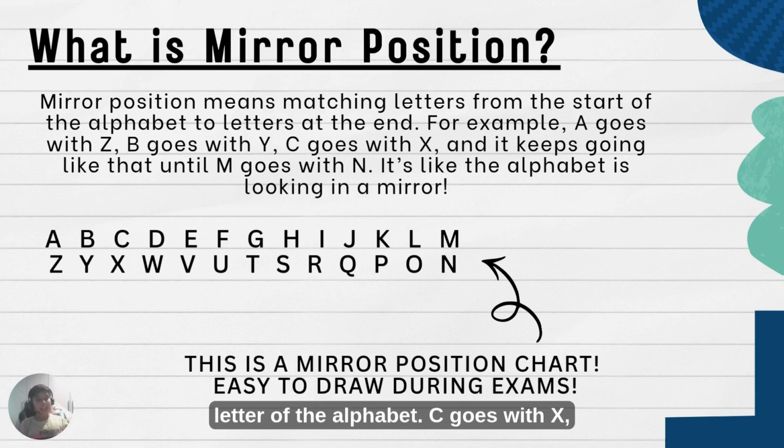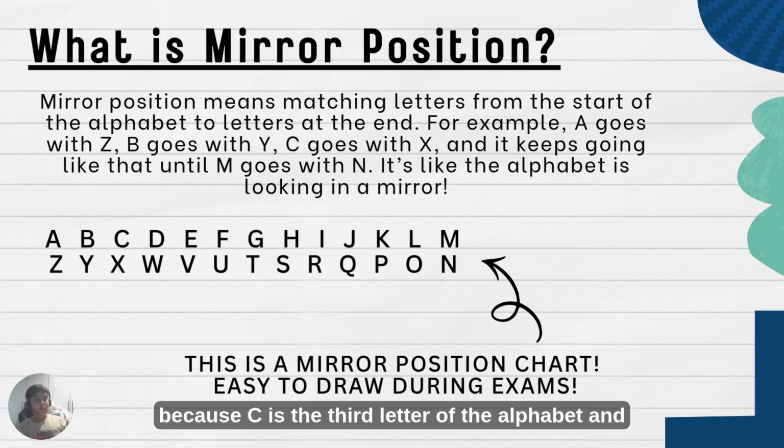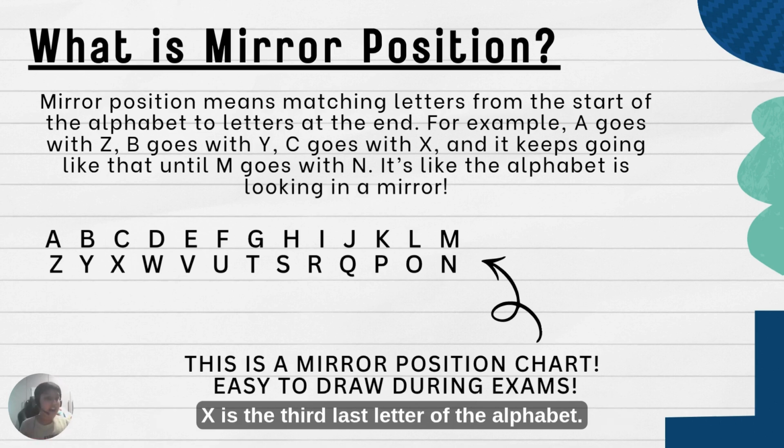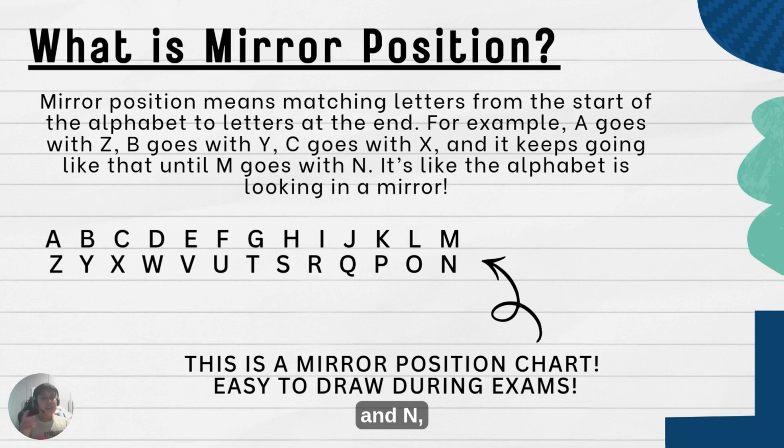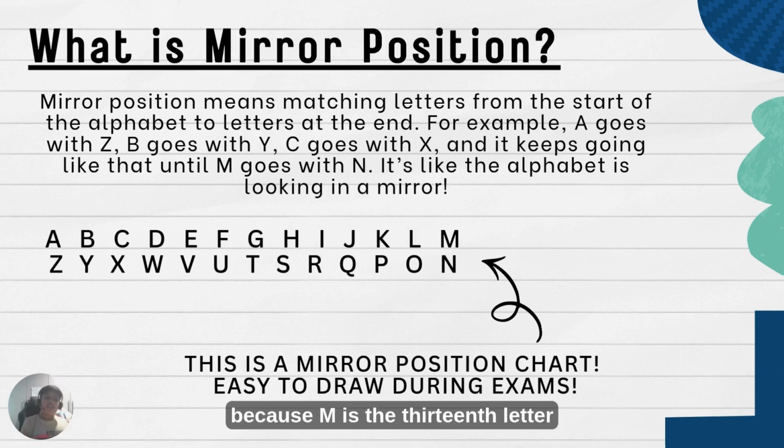C goes with X because C is the third letter of the alphabet and X is the third last letter of the alphabet. And this goes all the way to M and N because M is the 13th letter of the alphabet and N is the 13th last letter of the alphabet. This chart that you can see here is one that's so easy to draw in exams. This is the one I used in my 11 plus. It's so easy to write and it will help you so much in your exam.